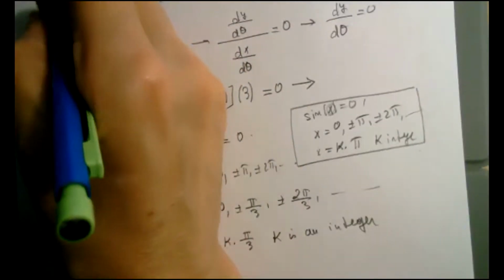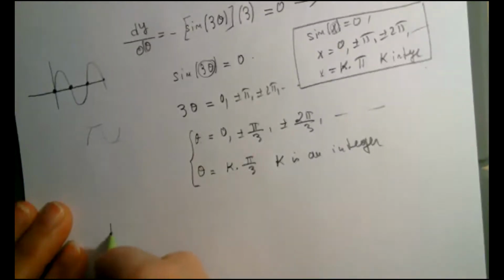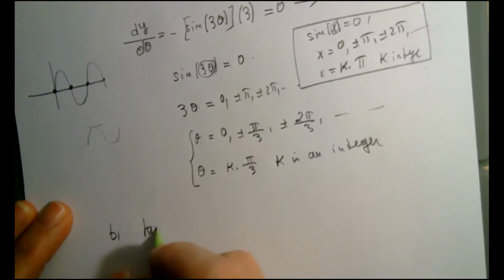Okay, part 2 is when is the tangent line vertical?